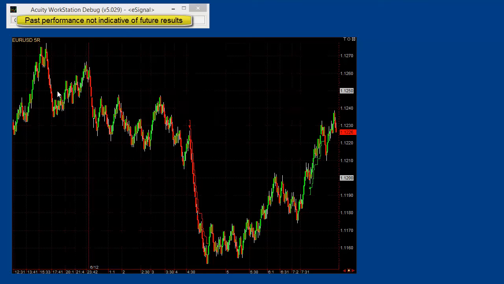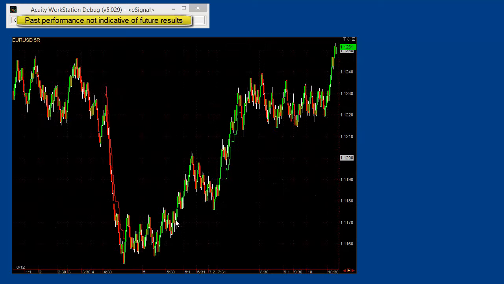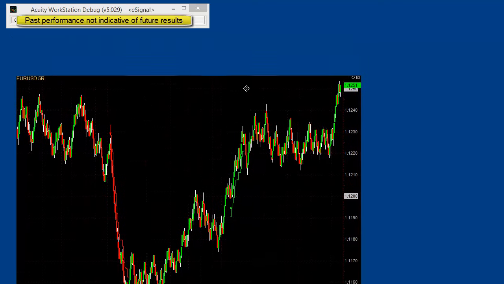And you can see here how the euro dollar looked on Friday. Nice huge drop here. The market made a higher high here, and we looked to buy this little flag pattern. That was good for 15 to 20 pips on the second trade.